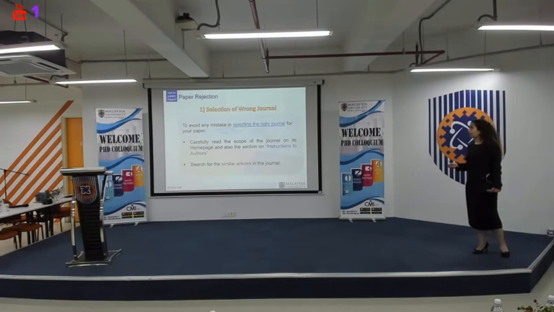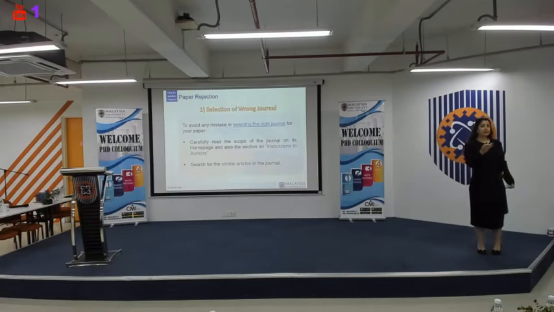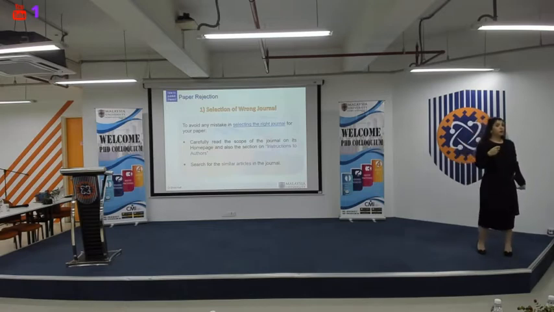Okay, so in order to avoid any mistakes in selecting the right journal, you need to carefully read the scope of the journal on its homepage and search for similar articles in the journal. You also need to look at least 3 to 4 papers published by that specific journal. After you read the articles, you will notice whether it is relevant to your work or very far from your area. Then you can make a decision before going through the submission.